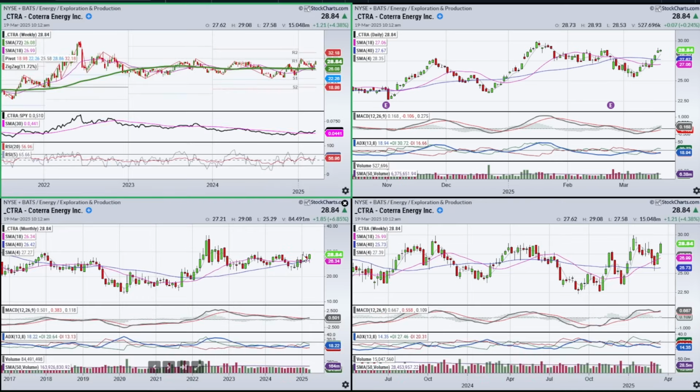Look at CTRA. Now, this hasn't broken out yet. I think if this gets through 30, we're looking at something really meaningful, but look at the monthly chart. Look at the way the MACD is turning and crossing over. Got the relative strength, got the RSI buy. All right, I wanted to make sure I covered that.